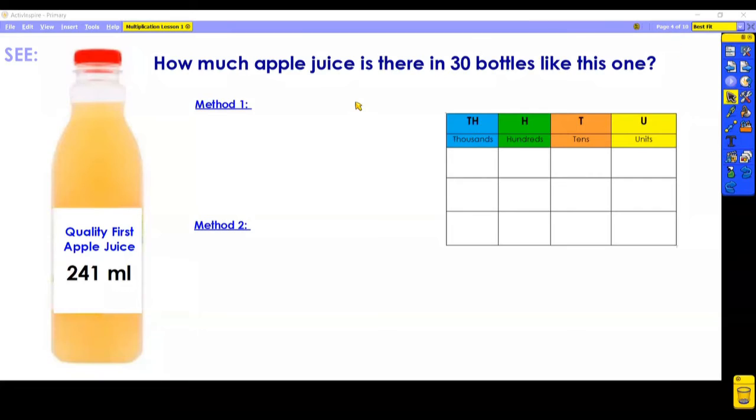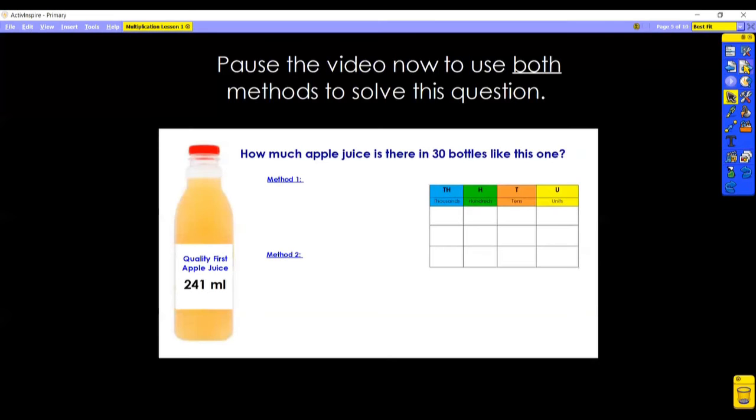Here's another question I'd like us to try together. It says, how much apple juice is there in 30 bottles like this one? If we have a look at the bottle, we can see that this Quality First apple juice contains 241 milliliters. Be careful because this question is asking us about 30 bottles, not 20, like the last question. Pause the video now to use both methods that we just learned to solve this question.